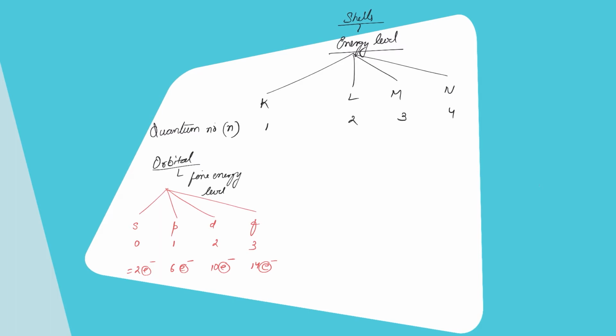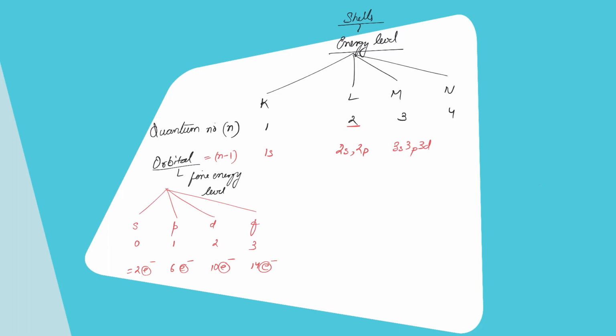No. The idea is the number of orbitals that one shell can have is equal to n. So for n equals 1, it will only have one, the 1s. Now n in the case of L is 2, so it can have 2s and 2p. Now if you talk about the third, you can have 3s, 3p and 3d.